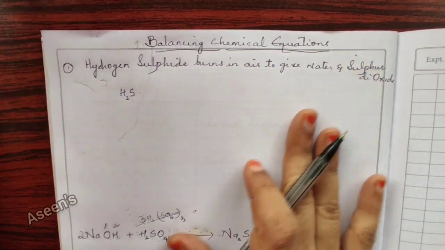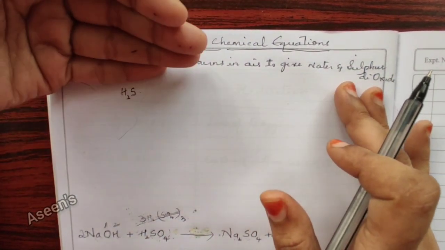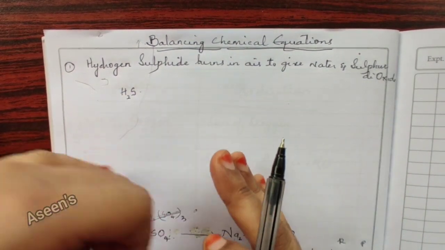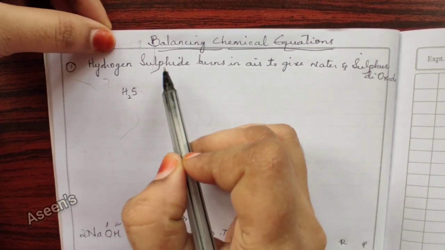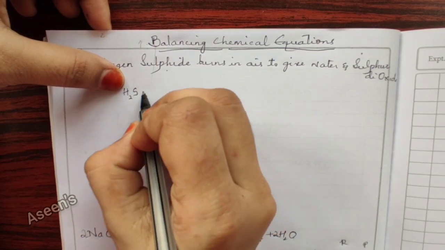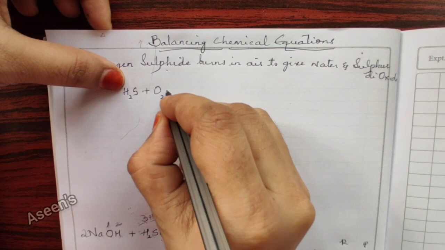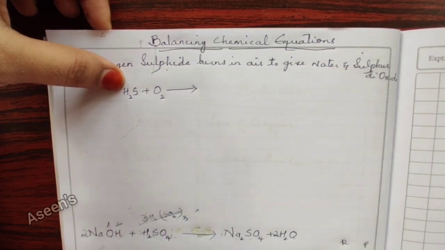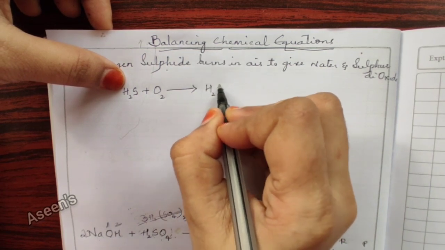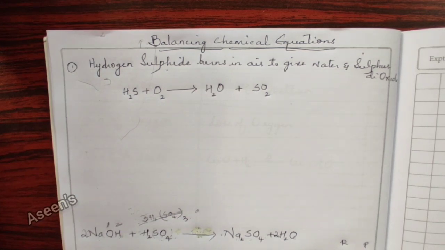Moving on to the last example. Here I have selected a reaction. You have to convert it into an equation and then balance it. As given here, hydrogen sulfide burns in air. When we are talking about air, we are talking about oxygen. That means a reaction is happening to give water and sulfur dioxide. Water along with sulfur dioxide.